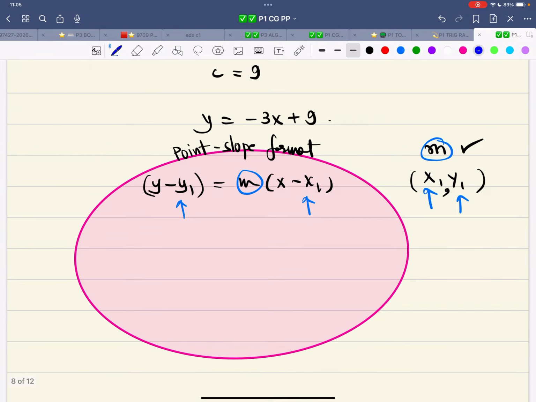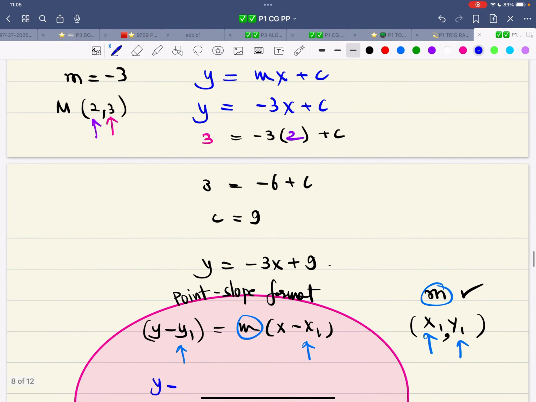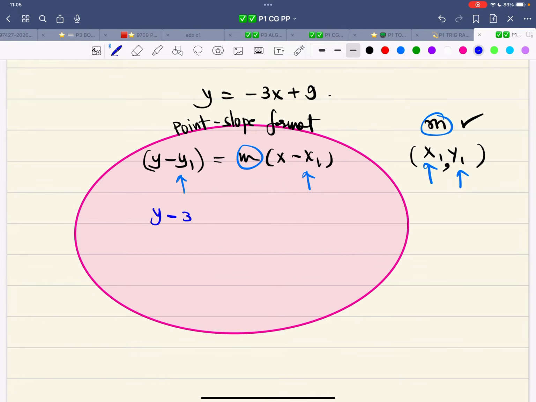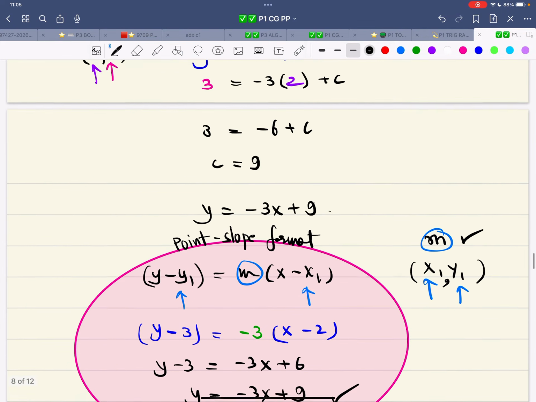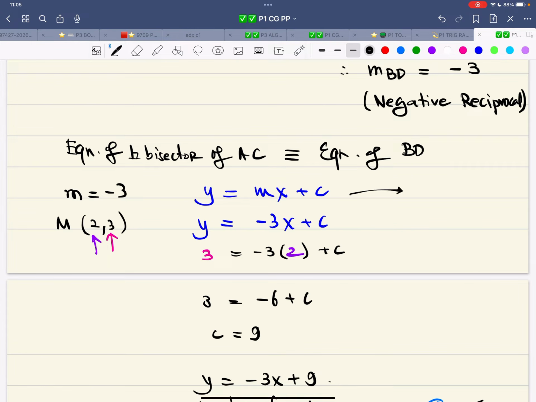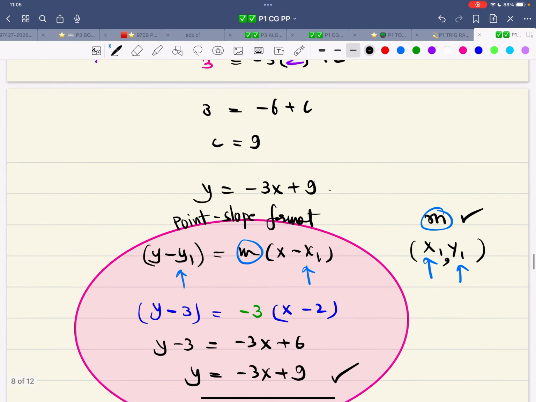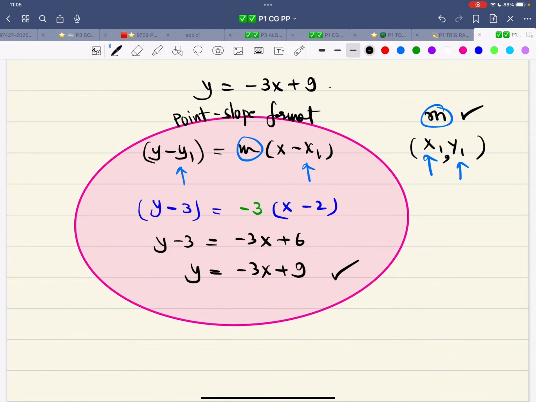Let's try it out. Therefore, y minus 3, this is x minus 2. And what is the gradient? The gradient is negative 3. Let's open it up. So y minus 3 is negative 3x plus 6. y equals negative 3x plus 9. And that's the answer. It's your choice whether you use y equals mx plus c, the slope-intercept format, or the point-slope format. Form or format means the same thing. Both are equally good.